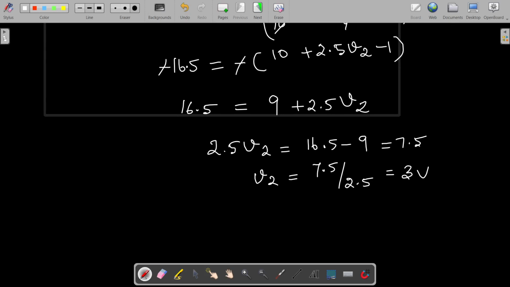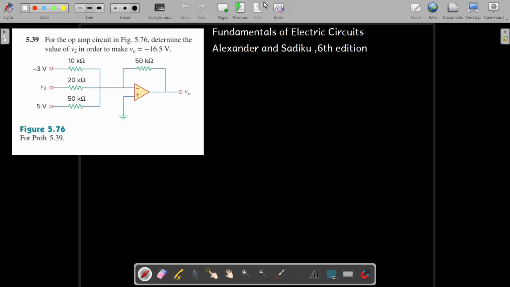So what's the answer for this? It is 3 volts. This is our answer. So similarly, we'll solve the problem for the 6th edition. So what is this formula? Already we have written V naught is equal to.